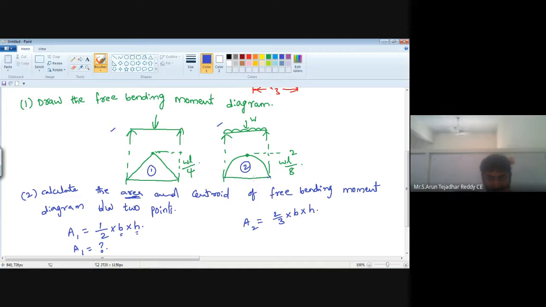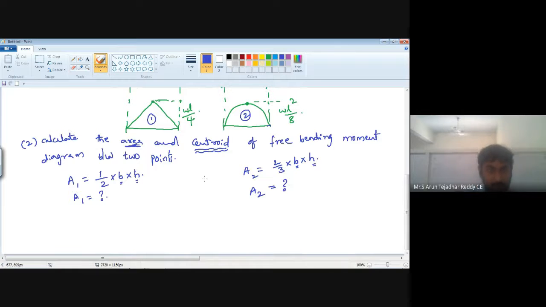Now whatever the values are, just substitute in place of B and in place of H, then you will get A2 here. Then you will get the area of the second free bending moment diagram. Now after completion of the area, the next is calculate centroid. We already discussed centroid in yesterday's class.